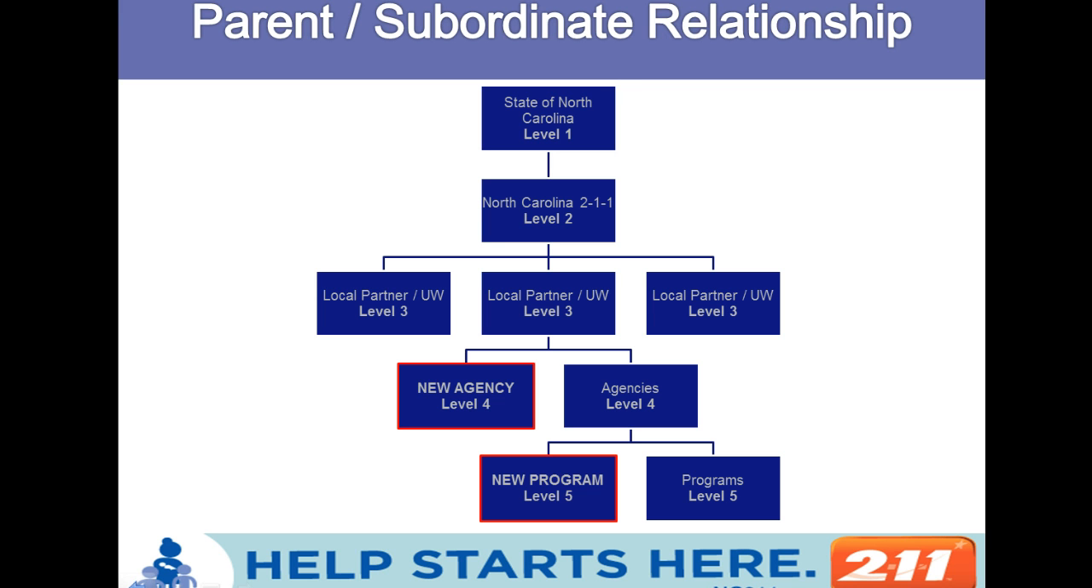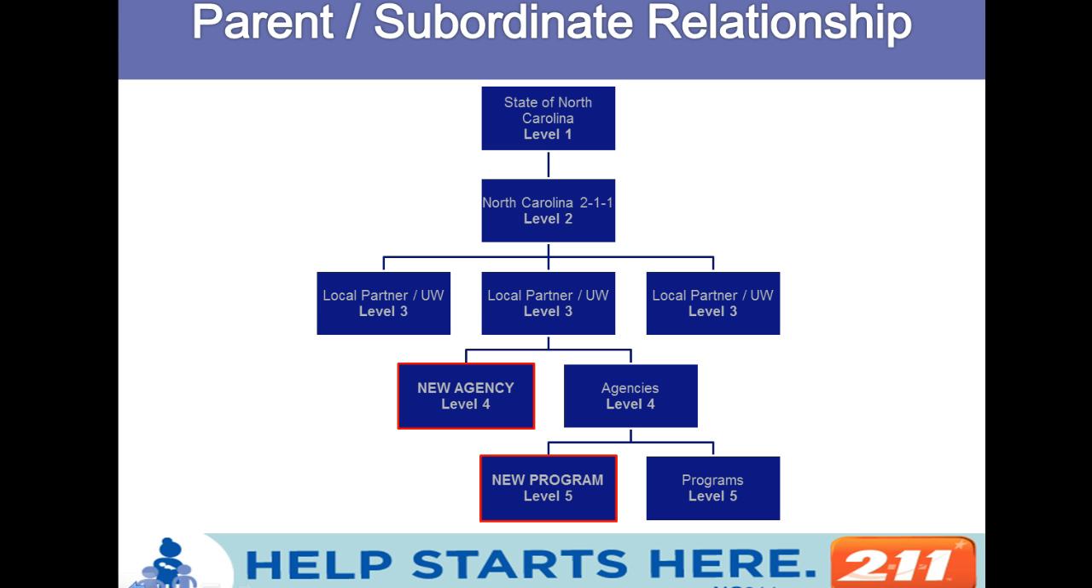Let me begin by refreshing your memory about the parent-subordinate relationship that exists within ServicePoint. Level 1 is the state of North Carolina. North Carolina 211 is at level 2, and at level 3 we have profiles for each of our local partners or United Ways. Underneath your local partner or United Way profile, you will have all of your level 4 agencies that you're responsible for maintaining in the database. If any of those agencies are complex agencies with multiple programs, we list those programs at level 5.